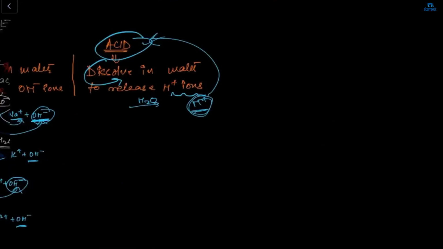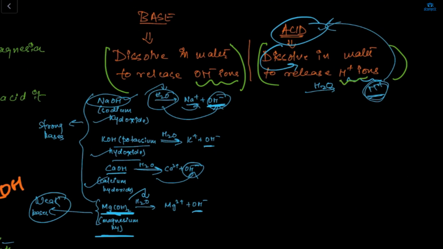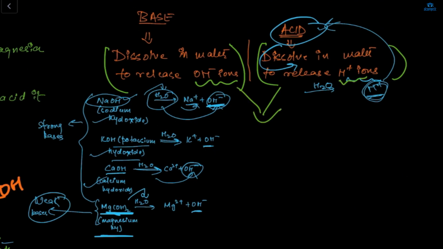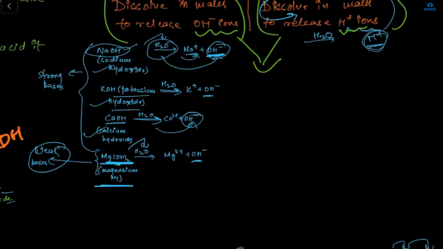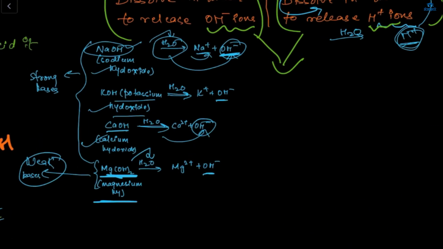In the last class we also discussed that if we dissolve a base in water, it releases OH minus ions, and if we dissolve an acid in water, it releases H plus ions. We covered strong bases, weak bases and weak acids. And here are some examples: this is a strong base, sodium hydroxide.